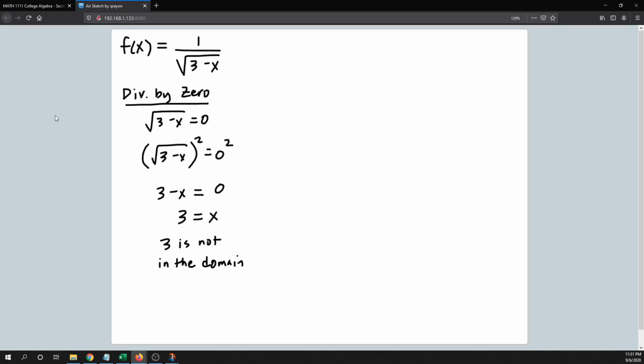Now, before I jump to a conclusion about what the domain is, I need to check to see if that has the other problem. In the previous examples that we did for the division by zero, it didn't have both problems. This function does have both problems. It has the even root problem, so we would need to do the work for the even root problem.